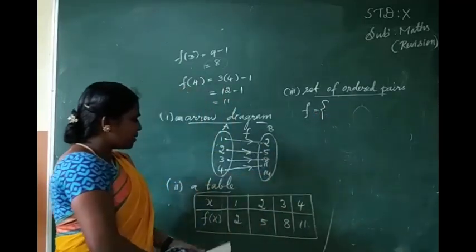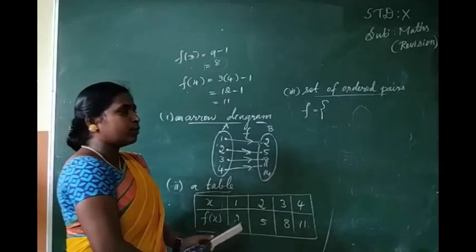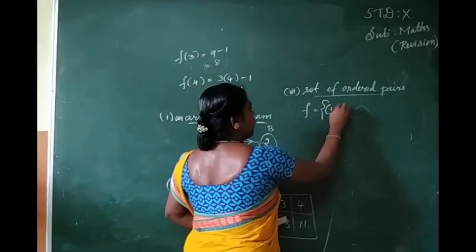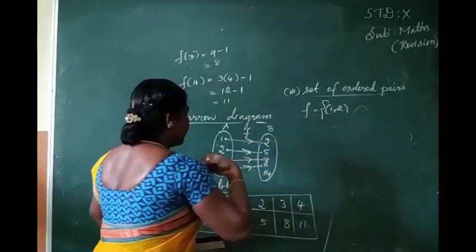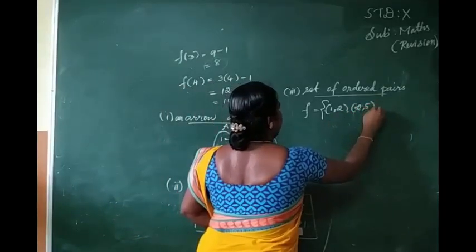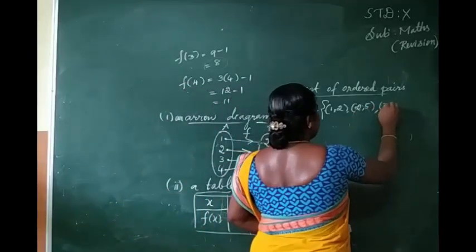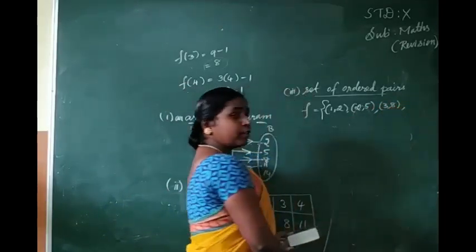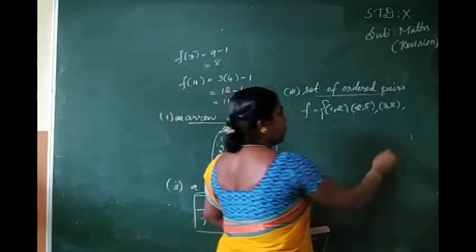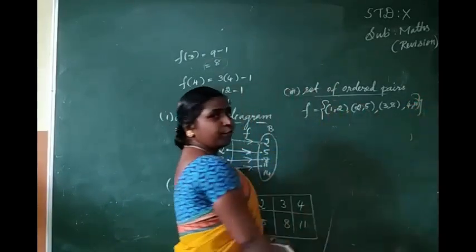You see the table and say the elements. When x equals 1, f of x equals 2. So you can say 1, 2. So the first pair is 1, 2. Next, the second pair is 2, 5. Okay, next the third pair is 3, 8. Next the fourth pair is 4, 11. Okay, that's all. This is the set of ordered pairs.